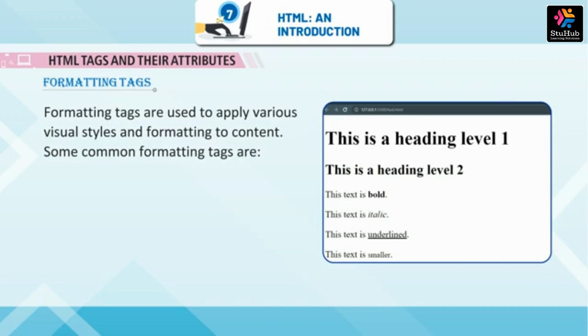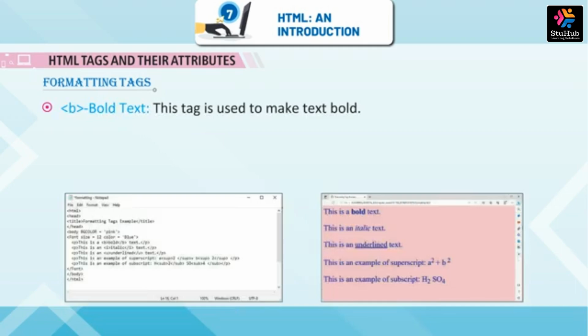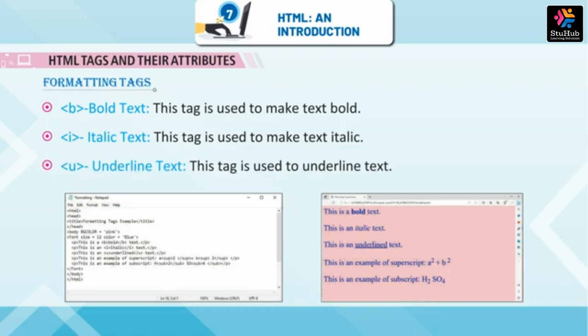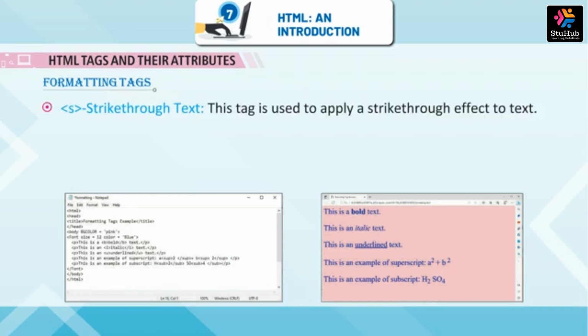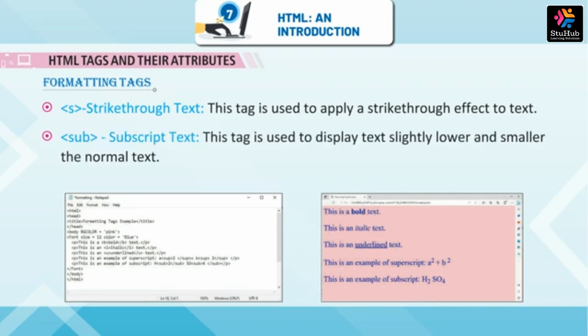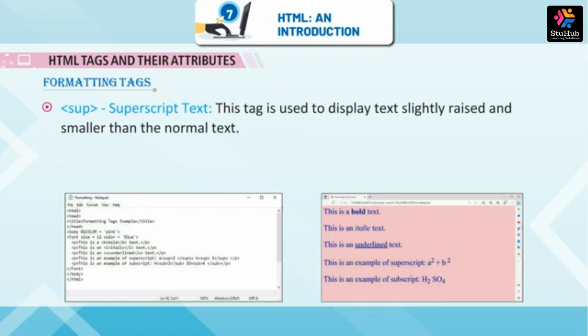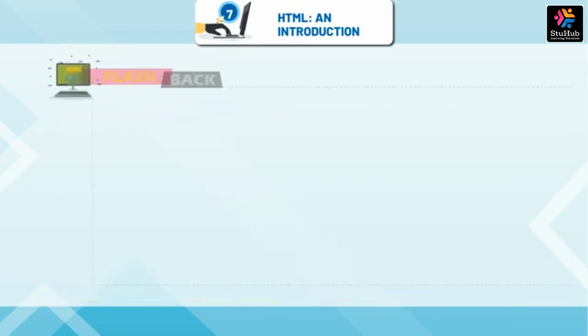Some common formatting tags are B. Bold text. This tag is used to make text bold. I. Italic text. This tag is used to make text italic. U. Underline text. This tag is used to underline text. S. Strike through text. This tag is used to apply a strike through effect to text. Sub. Subscript text. This tag is used to display text slightly lower and smaller than normal text. Sup. Superscript text. This tag is used to display text slightly raised and smaller than the normal text.